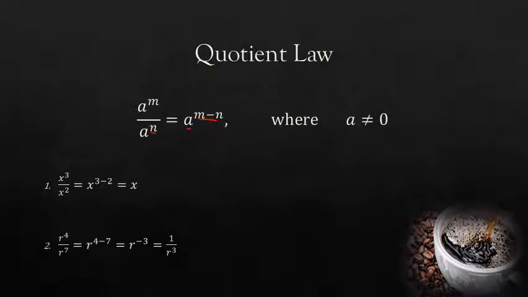If we have r to the power 4 divided by r to the power 7, we get r to the power 4 minus 7. Now 4 minus 7 is negative. We need to take note that we need to apply the rule on negative exponents. We have to make this a positive exponent, so that now becomes 1 over r cubed.